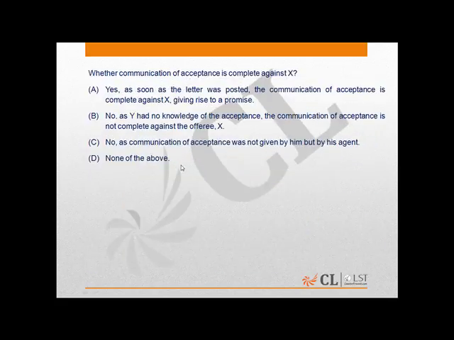In this question, it is to be decided whether the communication of acceptance is complete against X or not. Now, out of all the 4 options, the correct option in this question is B. That is no. As Y had no knowledge of the acceptance, the communication of acceptance is not complete against the offeree, that is X.